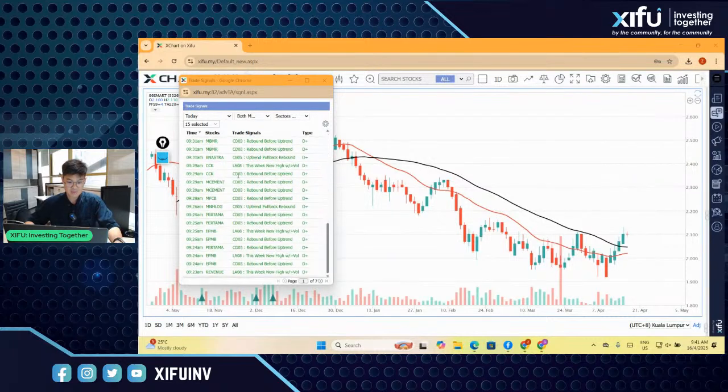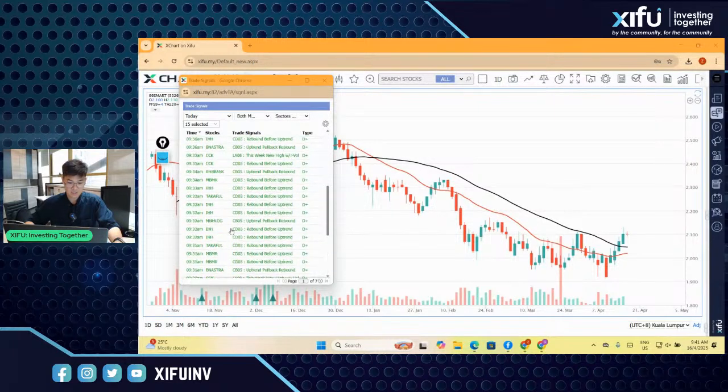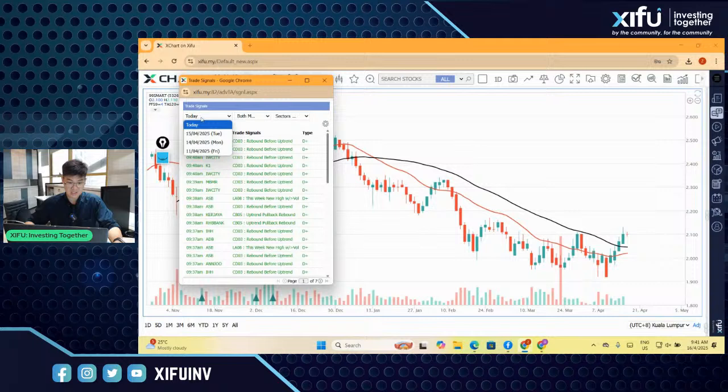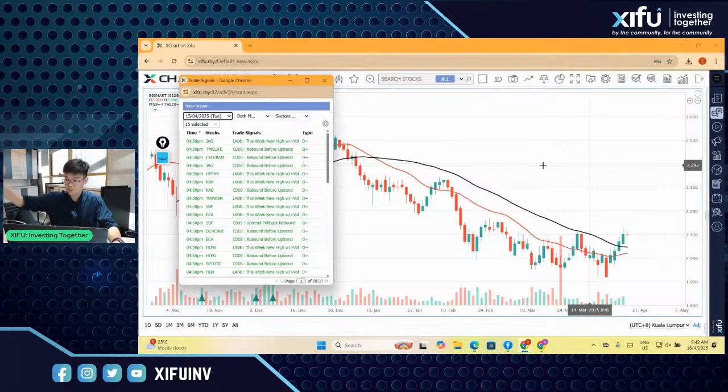Now, these are some of the counters that actually appeared this morning over here. But what I'm more interested in is going back to yesterday. What happened is that I want to see those that closed weak yesterday, but today maybe they continue to test support, which means they still haven't really moved yet. So this is something that I want to look for.